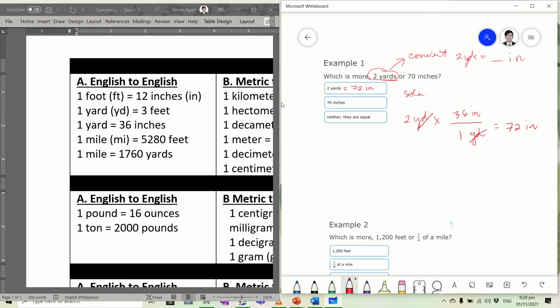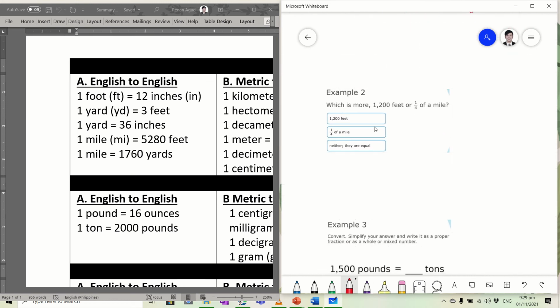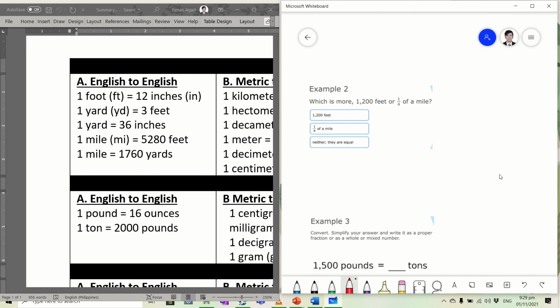So, you can now compare which one is longer. 72 is greater than 70. So, the answer is 2 yards. Okay, let's try another one. Which is more, 1,200 feet or 1/4 of a mile? Looking at this, it is still length, English to English. So perhaps you can convert 1,200 feet to miles. But it's up to you again if you want to convert the miles instead of the feet.